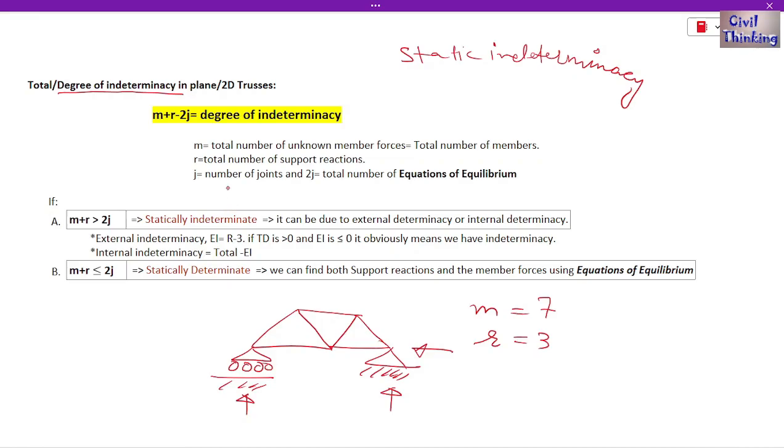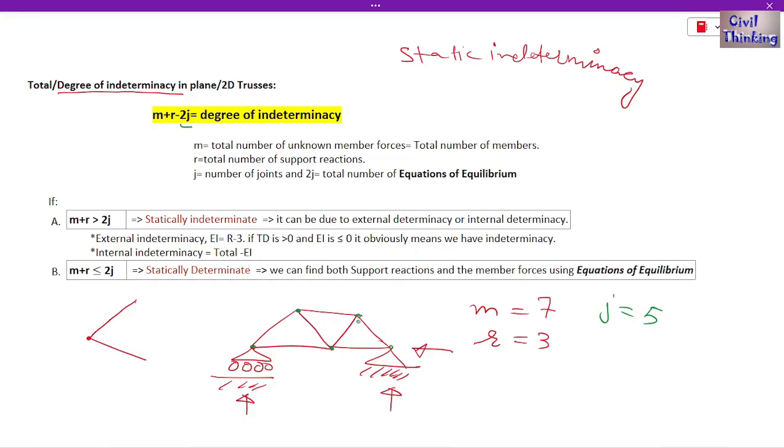Now how many joints are here? Joints means when you connect two members, this becomes a joint. Now here we have a joint. This is 1, this is 2, this is 3, this is 4, this is 5. So the number of joints j is 5. Now we have to consider 2j in the formula.